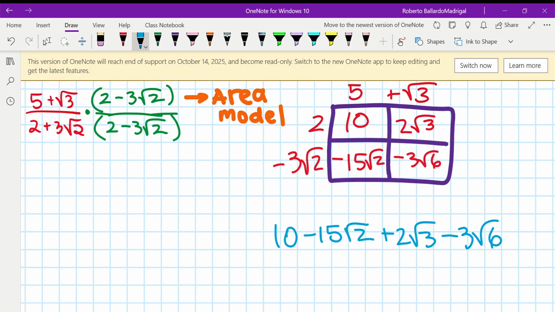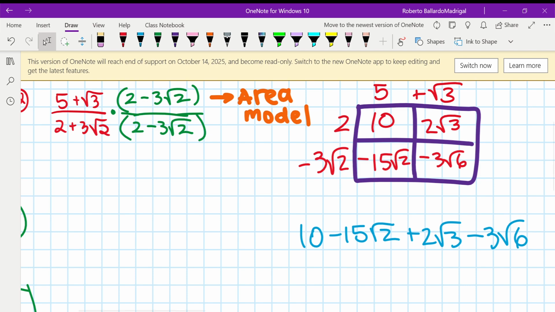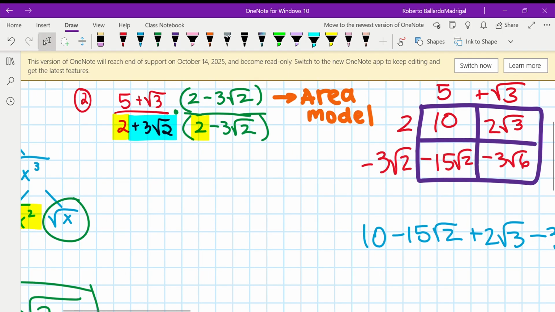To find the denominator, it's even easier than that. We talked about the fact that the middle term will cancel out. So all we're doing is we're multiplying like terms in the denominator. So we're going to go ahead and multiply the following. We'll multiply 2 with 2 and positive 3 radical 2 with negative 3 radical 2.